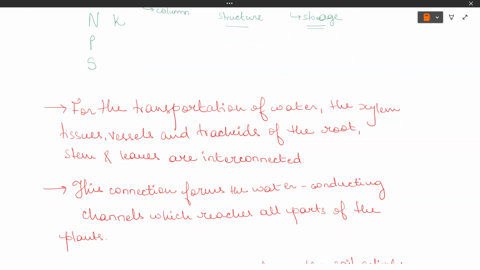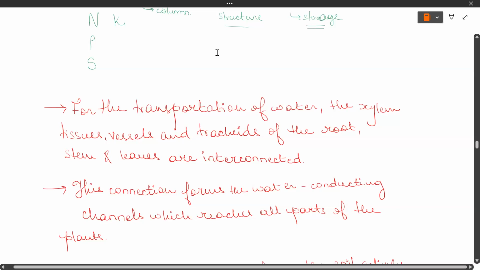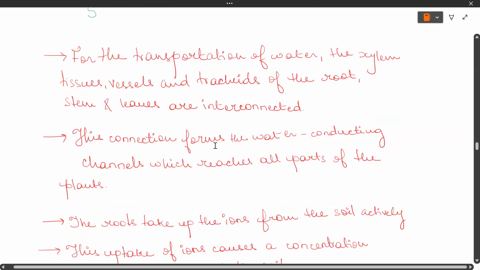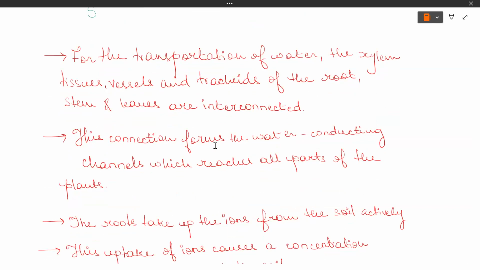For this process, the xylem tissues, the vessels, the tracheids of the root, and because the water is transported from the roots to the stems and the leaf and the other parts, isn't it? So we can say that the root, the stem and the leaves, all those parts are interconnected in some way. Okay. Now this connection forms the water conducting channel. Okay, and these water conducting channels reach to different parts of the plant.